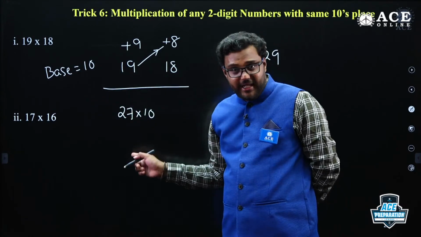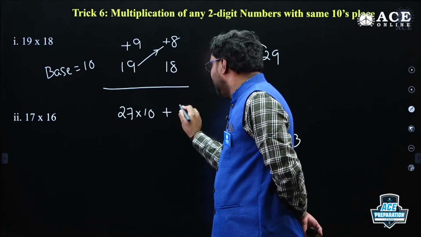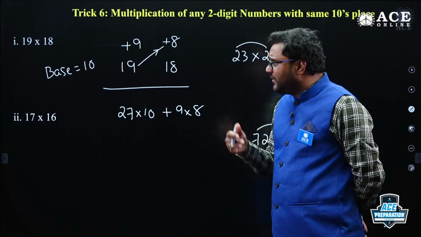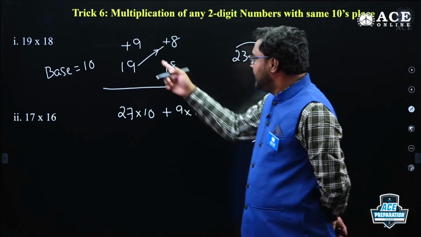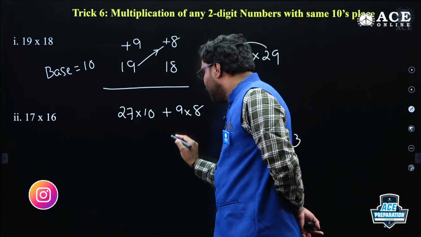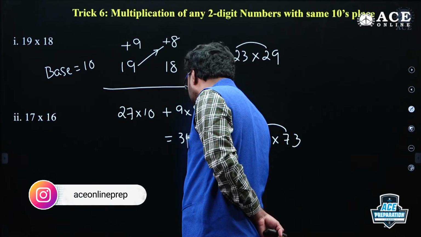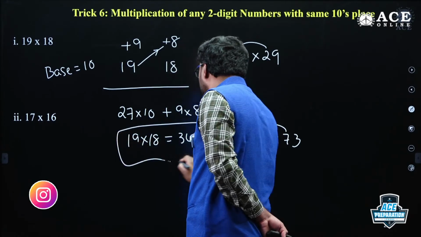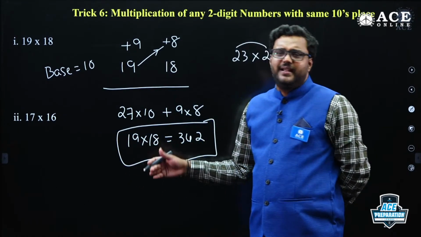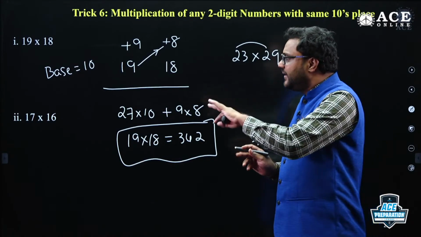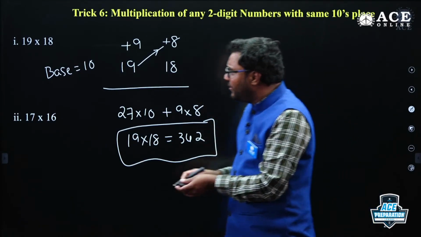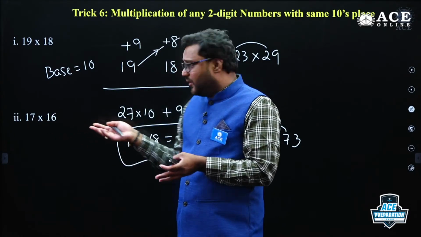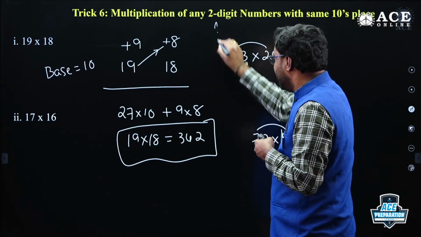So base is 10 means into 10 I am multiplying. Then 9 into 8 we have to multiply. The first one will take time, no problem; next onwards we can speed up. 270 plus 72 is nothing but 342. 19 into 18 is 342. Some people will say, sir, this is 19 square minus 19. Yes, I agree, this is a different method. You just try to think. One difference is not required; you may have 17 into 12 also, or you can solve 23 into 29 also.